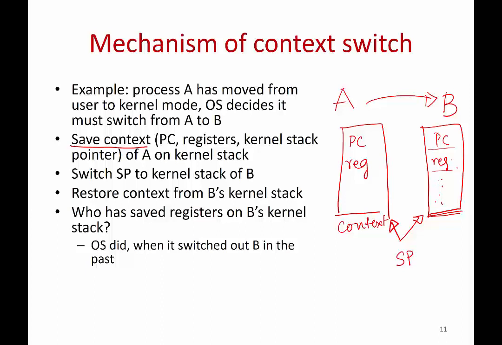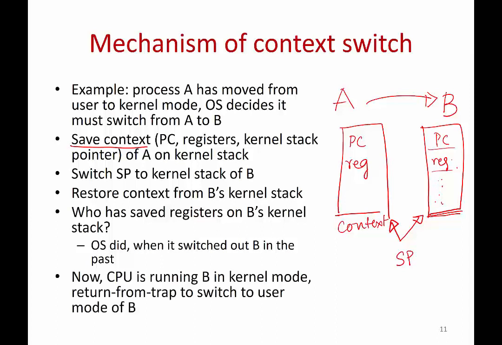So you're going to resume in the kernel mode of B, where you had stopped in the past when B was switched out. And now the CPU is running in the kernel mode of B, and now you do whatever you want to do. You return from trap, you go back to executing B's program, and so on. So this is the mechanism of a context switch. What is happening? You are in the kernel mode of a process, you save all the state on the kernel stack of the process, and you switch to another process's kernel stack, and you restore context from it, and then you are now effectively running another process.